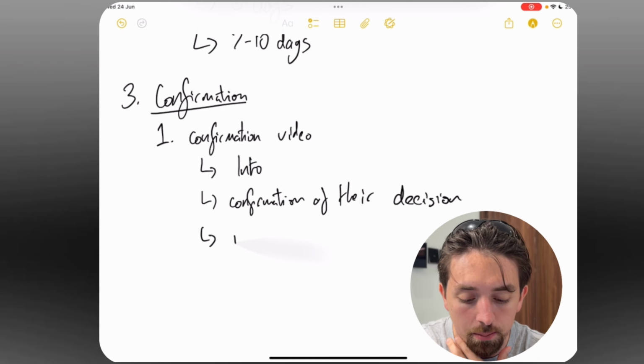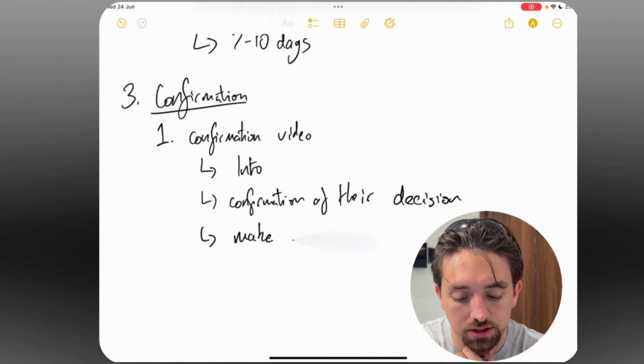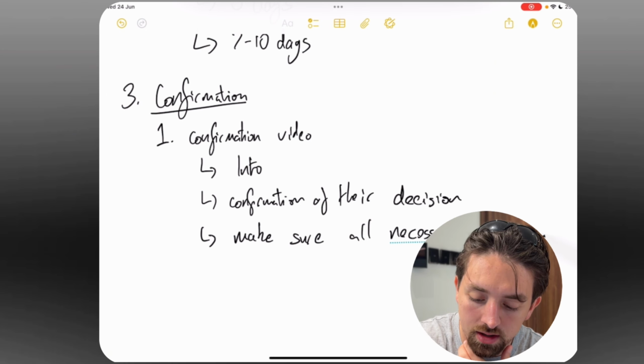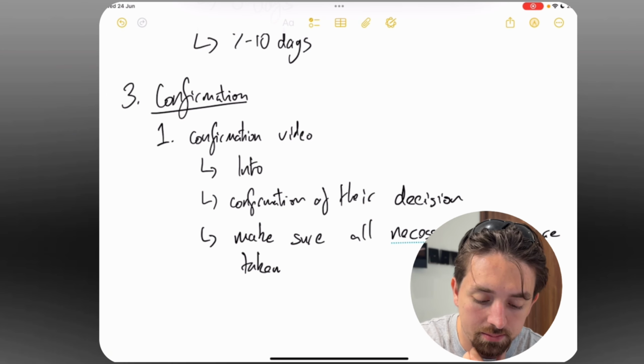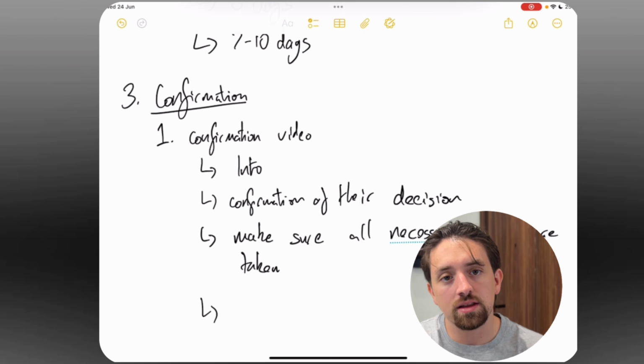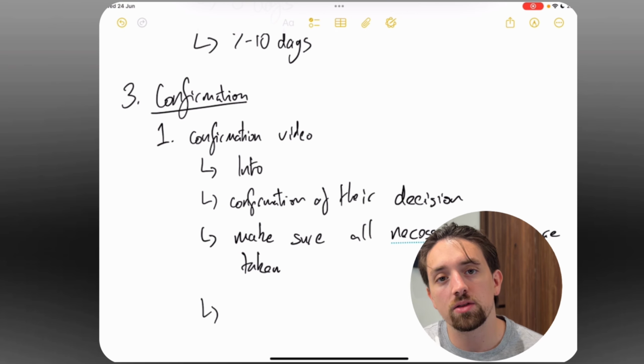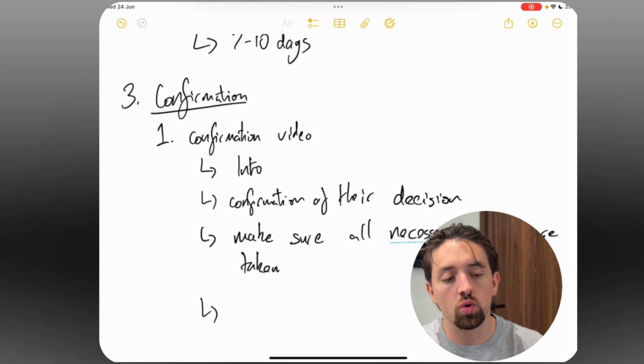The next thing is make sure they take all necessary actions. What that means is there's a few things they need to do to increase the likelihood that they show up. The first thing is that they reply to the confirmation email. The reason is that your email deliverability is one of the most important things that will determine your likelihood of increasing your show up rate.